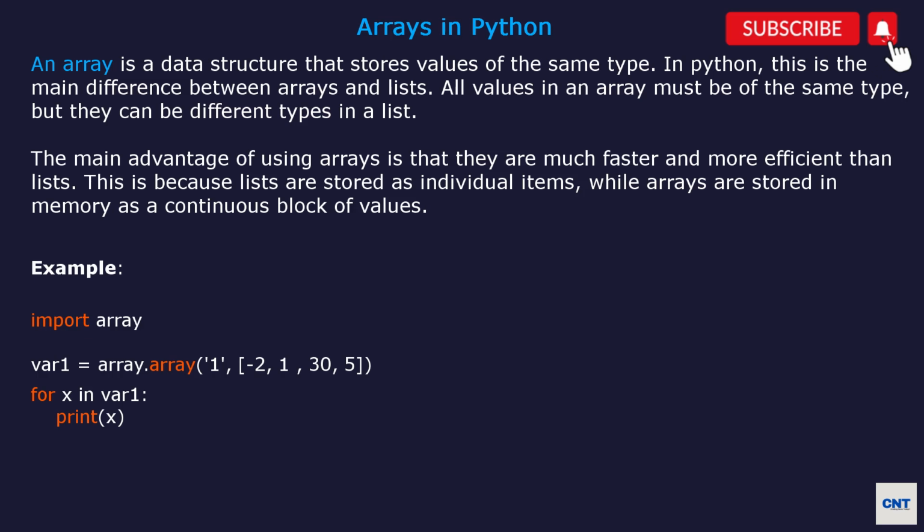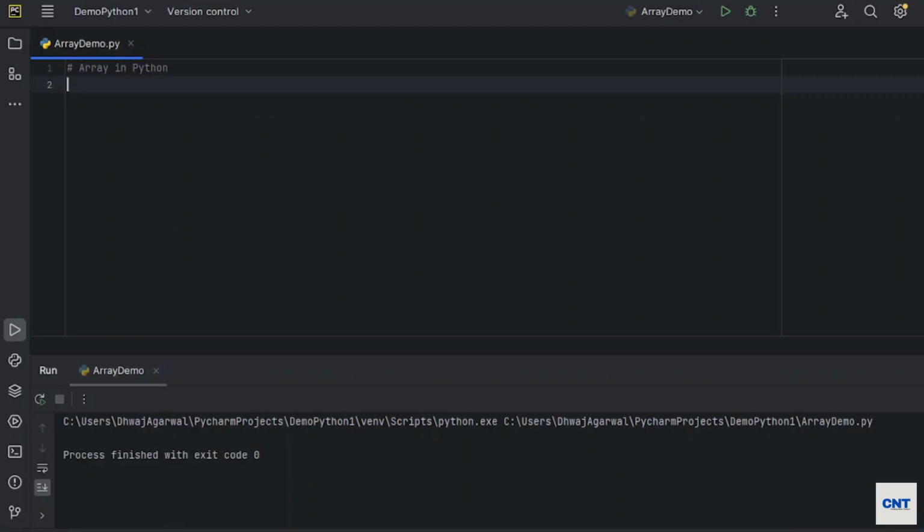But you could not have an array that contains both integers and strings. However, you could have a mix of different data types in a list. The main advantage of using arrays is that they are much faster and more efficient than lists. This is because lists are stored as individual items while arrays are stored in memory as a continuous block of values. In Python, there are several ways to create an array.